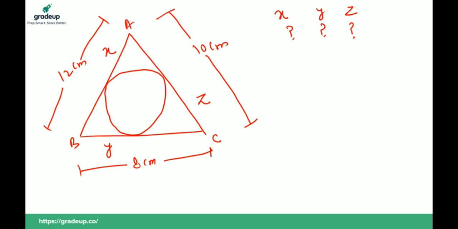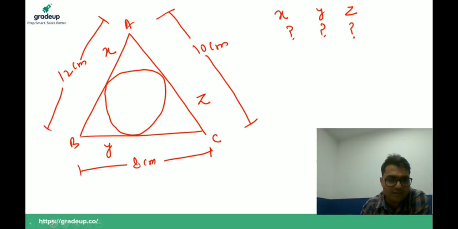Yes, I'm waiting. Okay, now listen carefully. Okay, I'm changing the color of the pen. If this is x, this must be x. This is z, this must be z. This is y, this must be y.